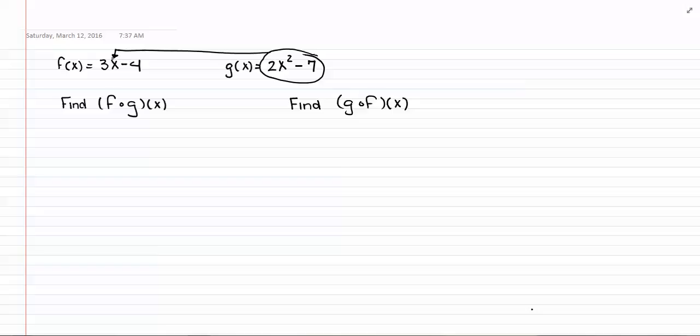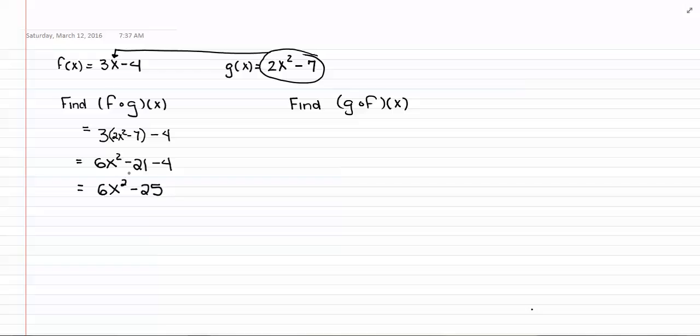So we focus on where the arrow's pointing, and for f dot g of x, we're looking at the f function. We're taking out its x's, and we're replacing it with what we've circled. From here, simplify, distribute, and then combine like terms. That's as far as you go when you're simplifying.